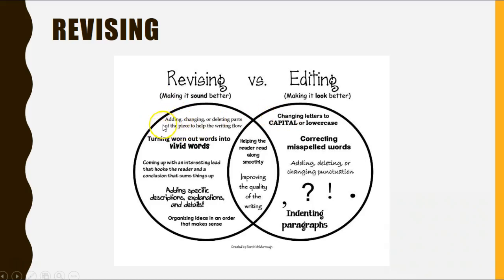So if you have a text and you need to revise it, that means adding, changing, or deleting parts of the piece to help the writing flow, turning worn out words into vivid words, coming up with an interesting lead that hooks the reader and a conclusion that sums things up, adding specific descriptions, explanations, and details, and organizing ideas in an order that makes sense. If you need to edit, on the other hand, it is what we saw in the last slide. You change letters to capital or lowercase, you correct misspelled words, adding, deleting, or changing punctuation, indenting your paragraphs.